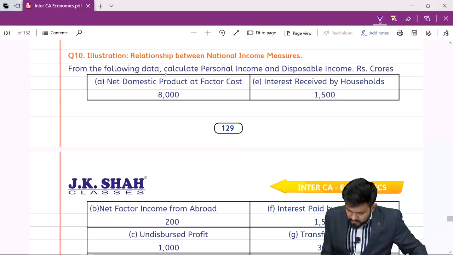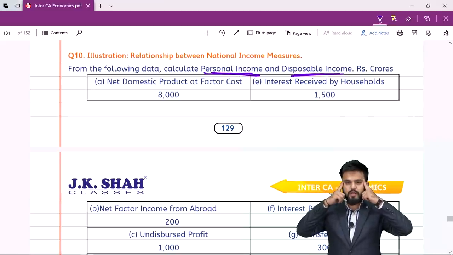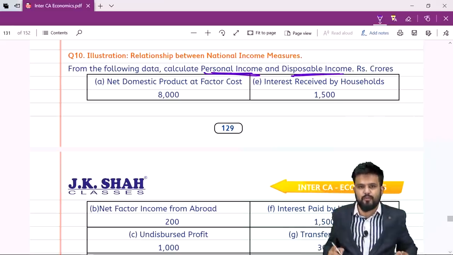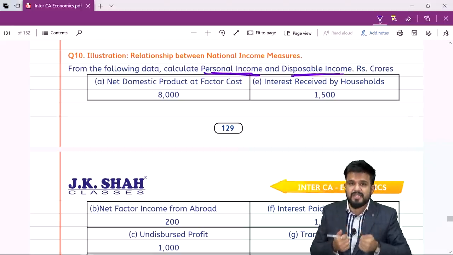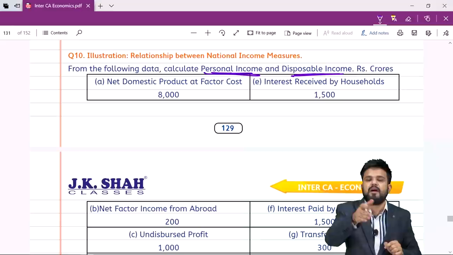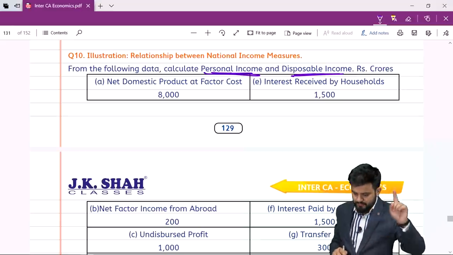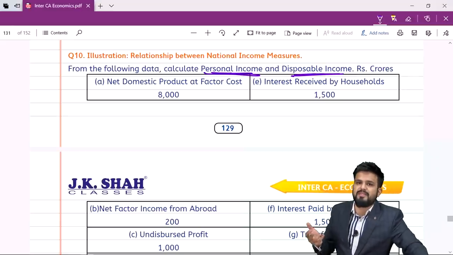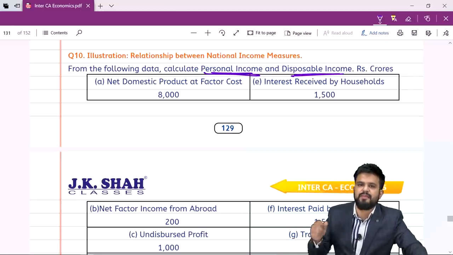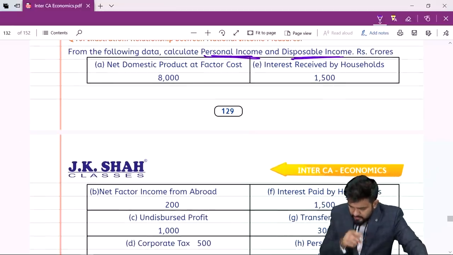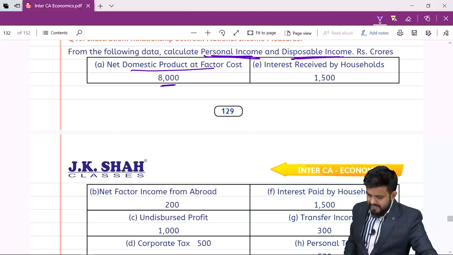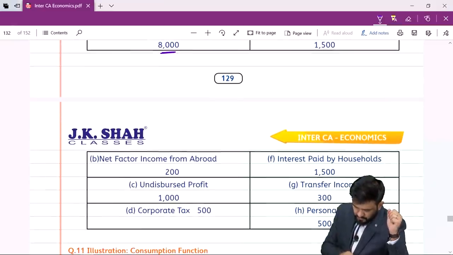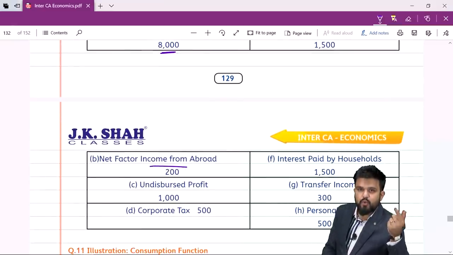Now calculate personal income and personal disposable income. So first of all, you should be thorough with the personal income formula. Personal income is equal to national income plus income received but not earned minus income earned but not received. And personal disposable income is nothing but personal income minus personal income tax. You get personal disposable income. So students, net domestic product at factor cost 8000 is given. That is NDP is given. Net factor income from abroad 200 is given.